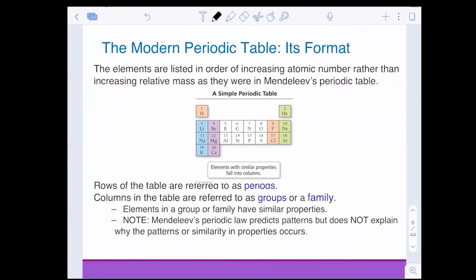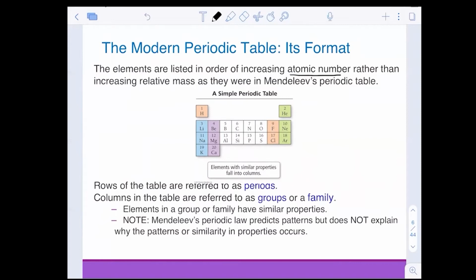The elements, again, are still listed in order of increasing atomic number. Why we don't do increasing relative mass anymore, as they were on Mendeleev's table, is that we know about isotopes now. And so there are some very rare cases where an element with a larger proton count actually has a lower mass. That's only due to the fact that isotopes exist, and some isotopes are more abundant than others. So we do it by something that's a little bit more concrete now, which is atomic number. It is increasing in atomic number, so we do have that structure on our periodic table.